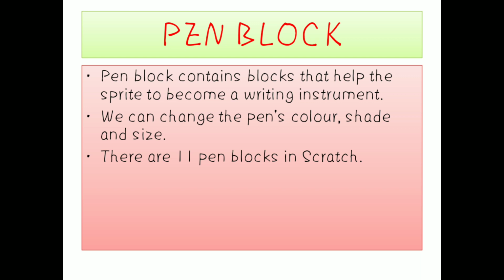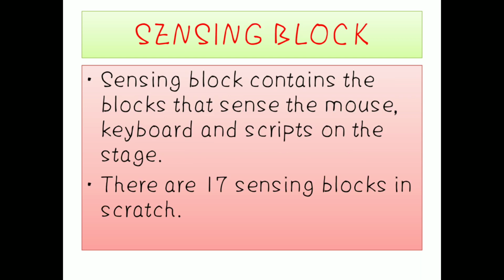Remember this, children: there are 17 looks blocks and 11 pen blocks. Next, sensing block. Sensing means what? To feel, right? So basically, this sensing block is used to sense the mouse, keyboard and scripts on the stage. Regarding the computer, sensing means the input and output, right? How can we give the input and output? Using input and output devices, for example, mouse and keyboard.